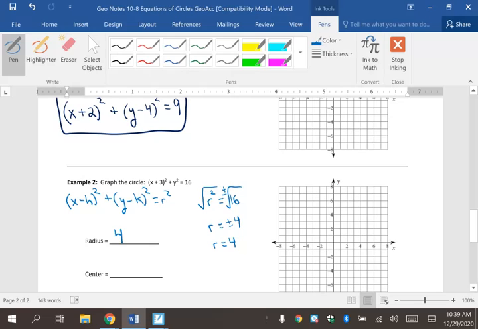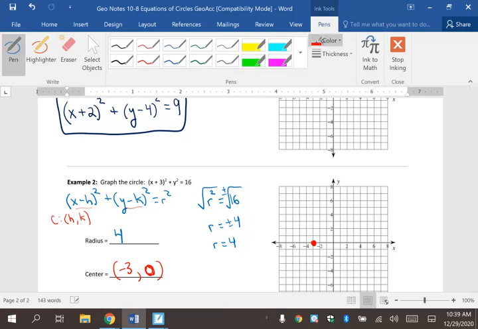The center is the opposite of what's being done to the x and the opposite of what's being done to the y inside the parentheses. So like here in this general equation, the center is (h, k), even though there's a minus in front of both of them. So in our circle equation, take the opposite of 3, that is -3, and the opposite of nothing is just 0. So we're going to plot that point, that's our center point, (-3, 0).